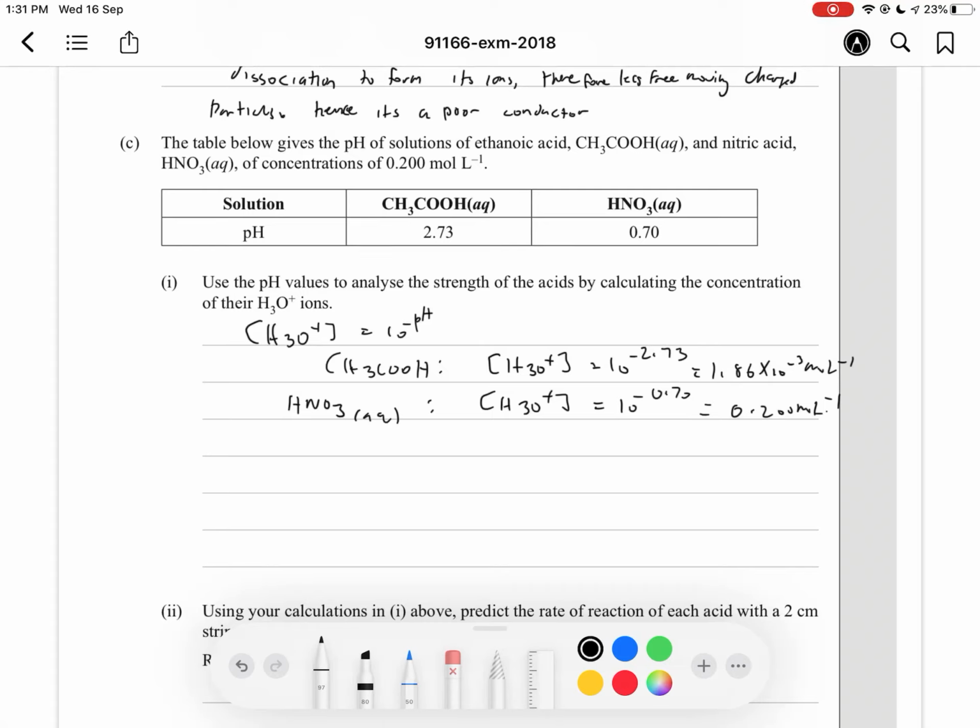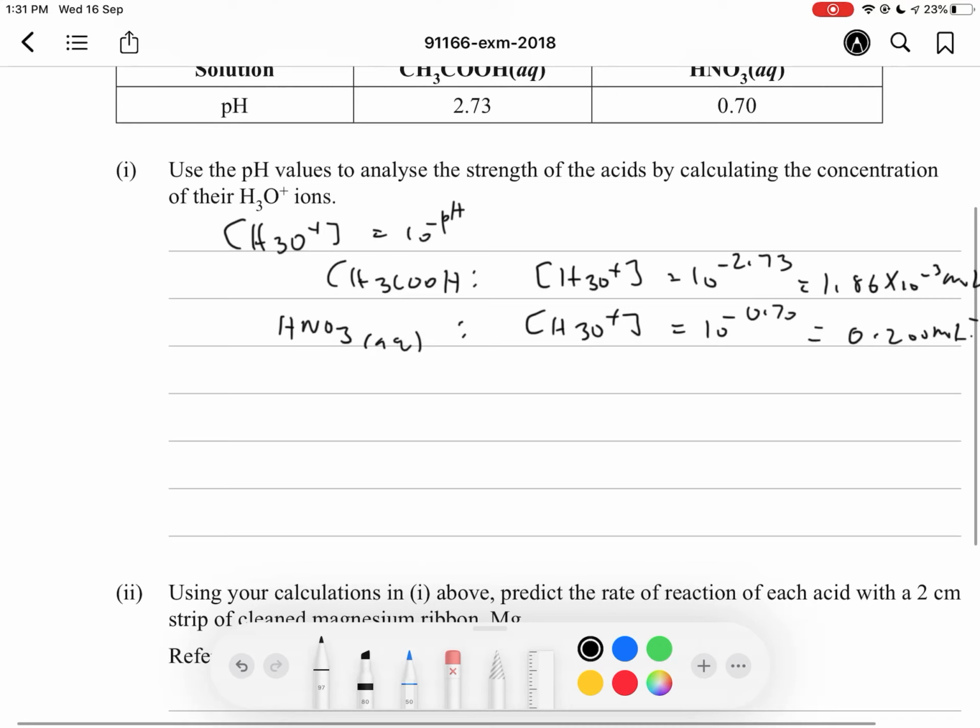As we see for the ethanoic acid, the concentration of H3O plus, which is the hydronium, is less than the concentration of the CH3COOH. So therefore, it's only undergoing partial dissociation, okay? Because it's undergoing partial dissociation, that means ethanoic acid must be a weak acid, and nitric acid must be the strong acid because it's undergoing full dissociation. So that's what we need to say for this question.